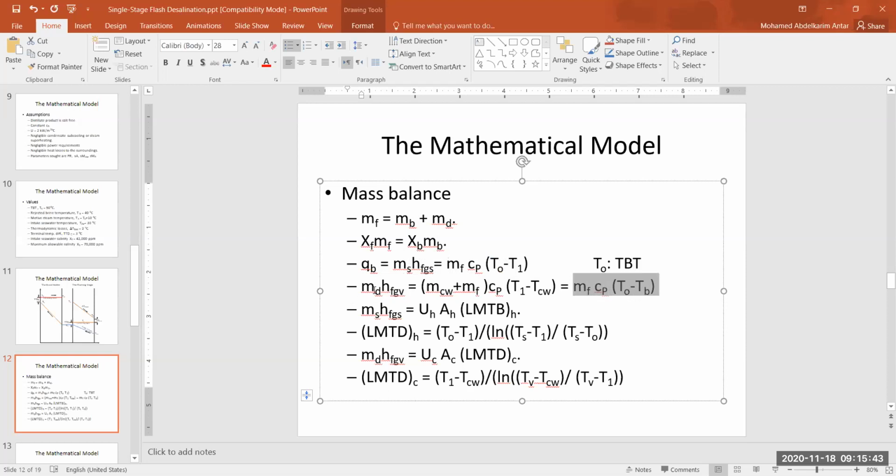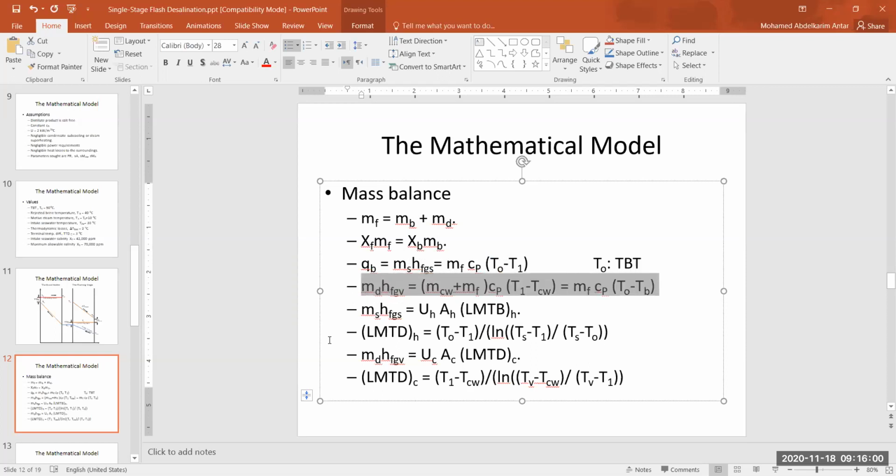The vapor which is going to be rising up will be utilized to preheat the water coming, which is the feed plus the cooling water flow rates. It will heat it up from T cooling water to T1. So the energy balance, which is in the stage, is given by this.